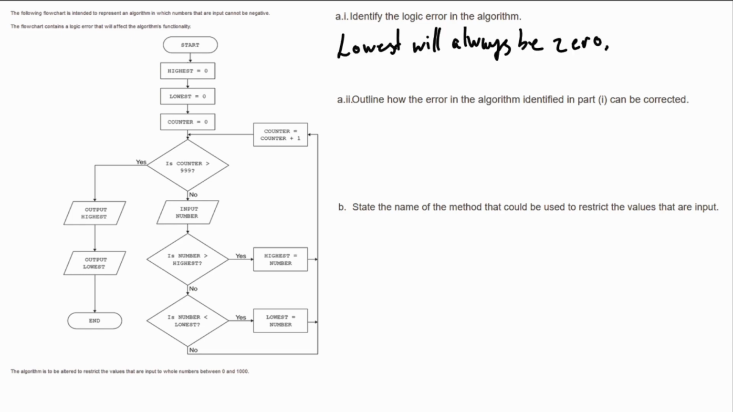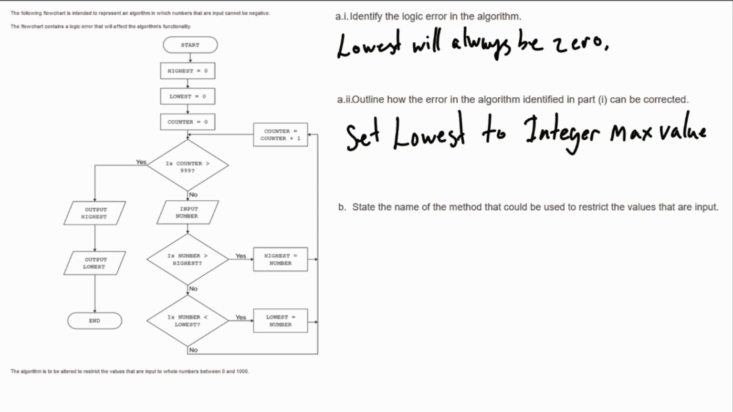Now let's move on to part 2. So the easiest way to do this is simply by setting the lowest to be the integer max value, which is, at least for Java, 2 to the power of 31 minus 1. But we can just say set lowest to integer max value. Now for part B. State the name of the method that could be used to restrict the values that are input. Now this is just going to be a validation check.